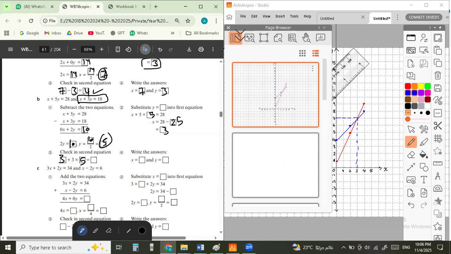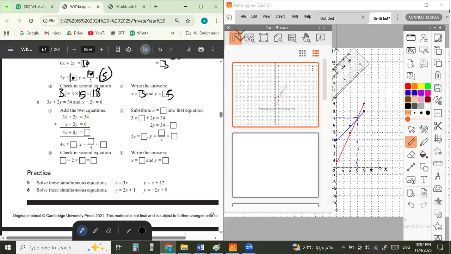So 3 plus 15, we start with the multiplication. Definitely don't do 3 plus 3 is 6, and then times 5 is 30. No, that's going to be wrong. It's 3 times 5 is 15. First multiplication, then add, which is going to become 18. So x is 3 and y is 5.